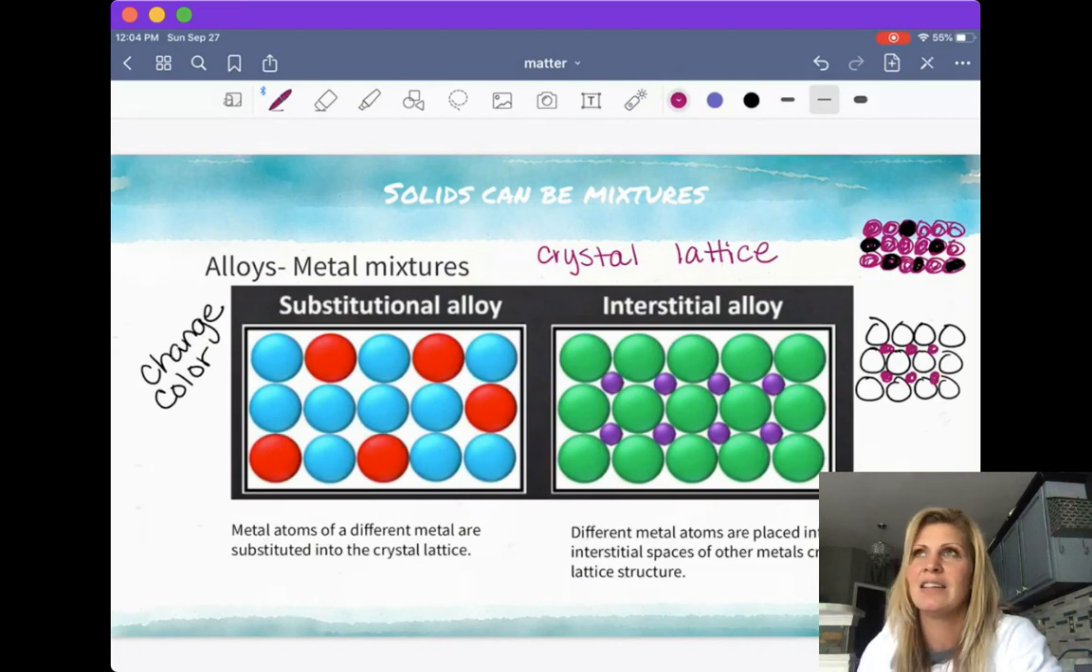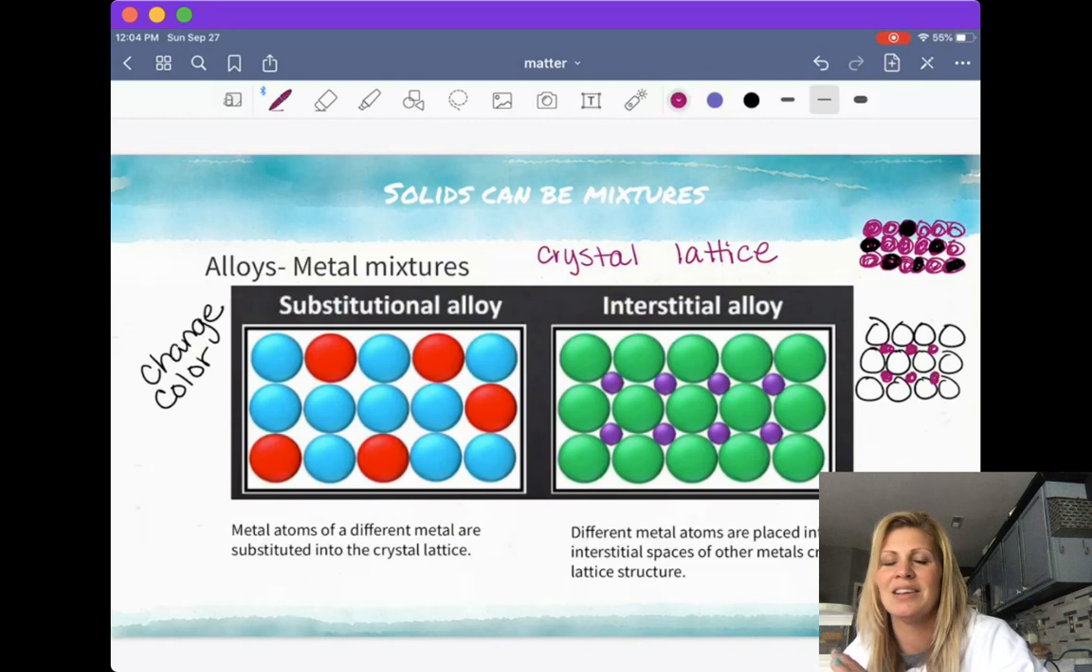Just kind of a little example here, because a lot of people don't realize that solids can be mixtures too. And our best examples of solid mixtures are our alloys, and you do use them all the time.